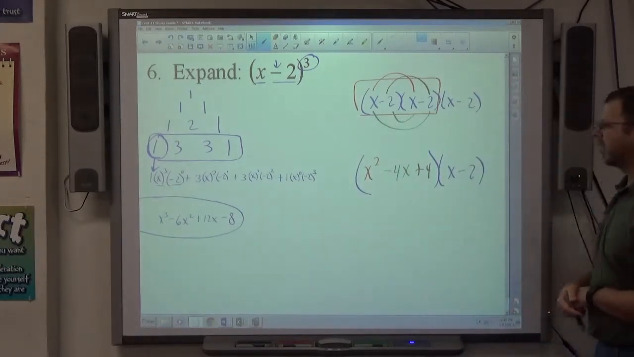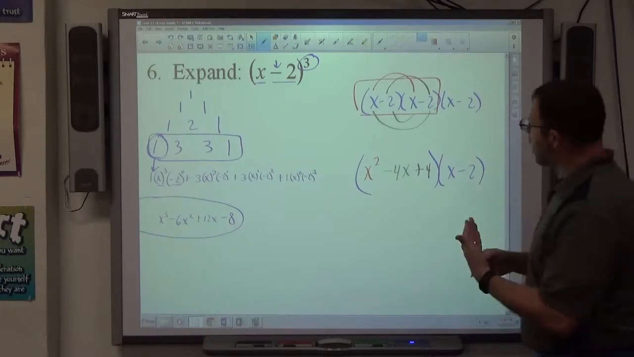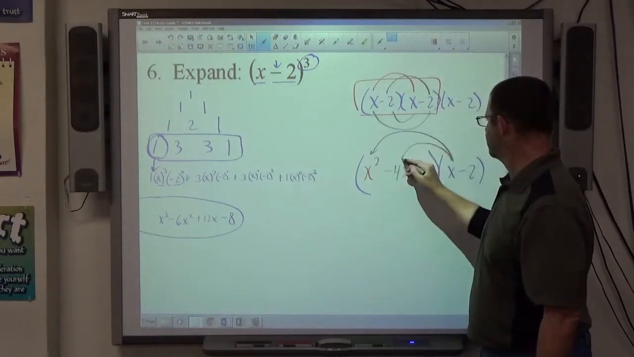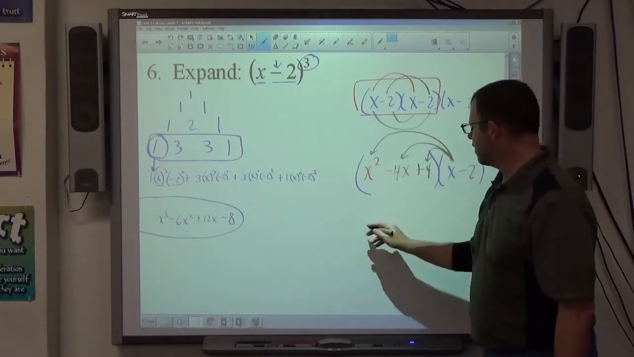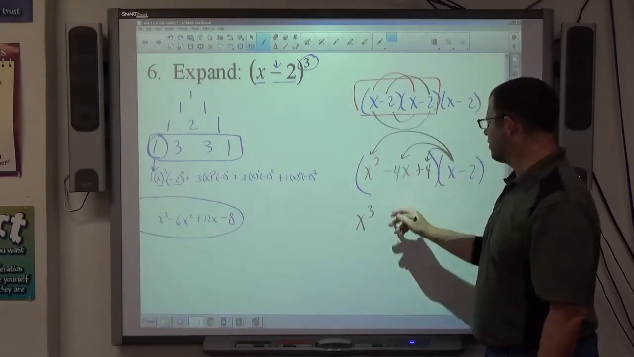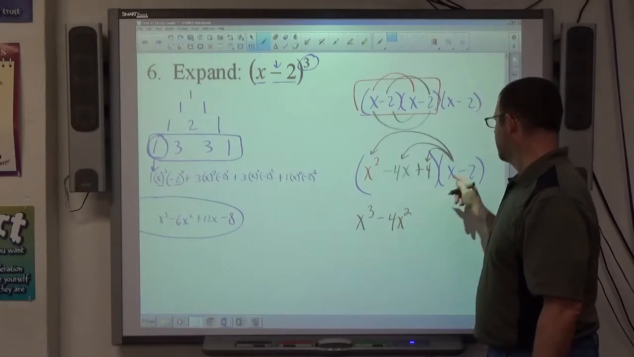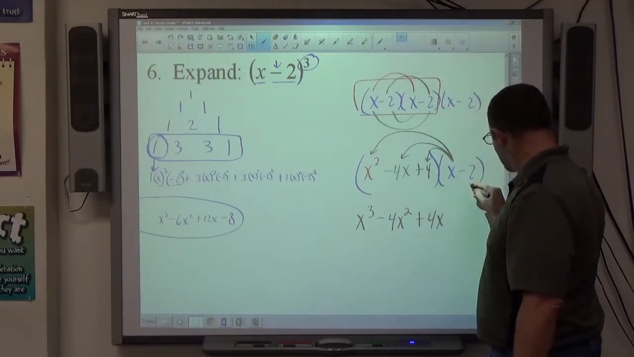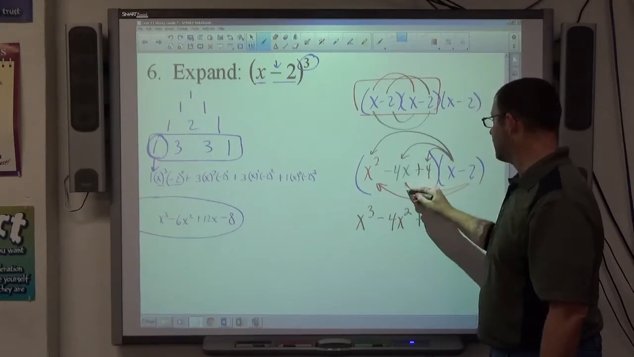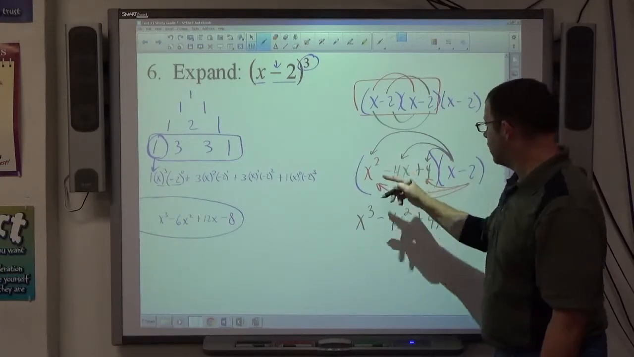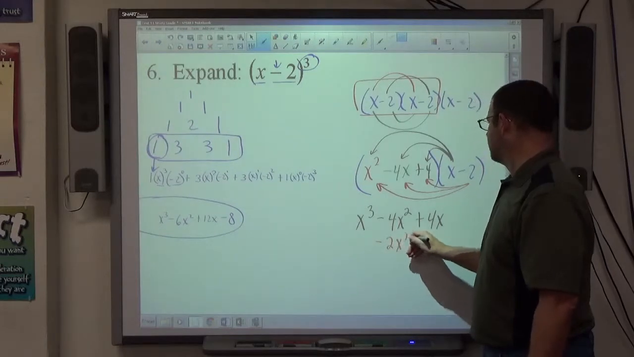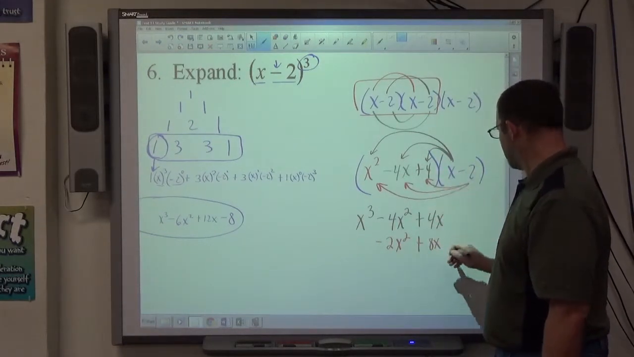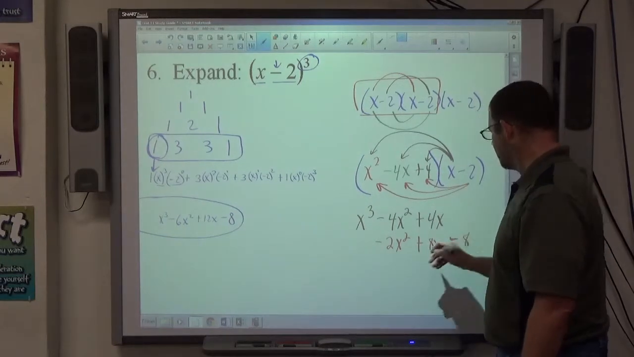So then we have x squared minus 4x plus 4 times x minus 2. Then, if I just do the distributive property, x times all this, x times x squared is x cubed, x times negative 4x is negative 4x squared, x times plus 4 is plus 4x. Then I do negative 2 times each of those, and be careful, it is a negative 2. Negative 2 times x squared is negative 2x squared. Negative 2 times negative 4x is positive 8x. Negative 2 times positive 4 is negative 8.